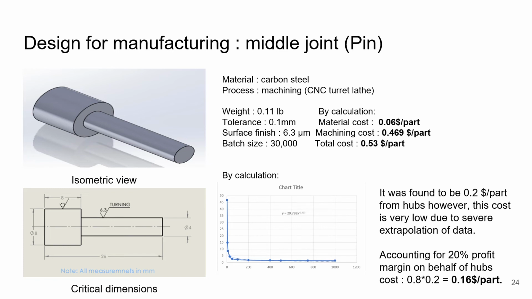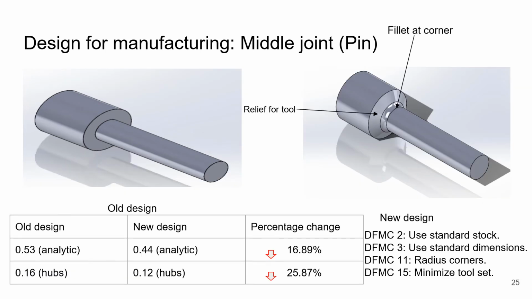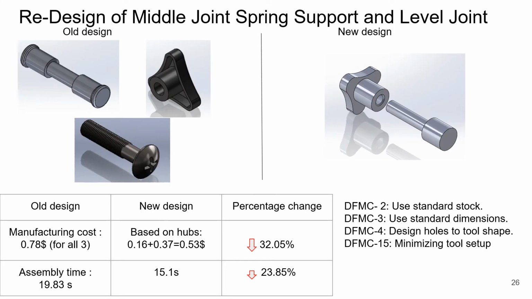A 2D CAD drawing with all critical dimensions has also been shown alongside. We redesigned the part using DfM Pro and provided a relief angle for tool approach as well as a fillet in the corner. Thus, we have implemented DFMC2, DFMC3, DFMC11, and DFMC15. The benefit of these changes is shown alongside. Thus, by redesigning this part, we find that the total change in manufacturing cost is a decrease of 32% and a decrease in assembly time of 23.85%. This was achieved using DFMC2, DFMC3, DFMC4, and DFMC15.